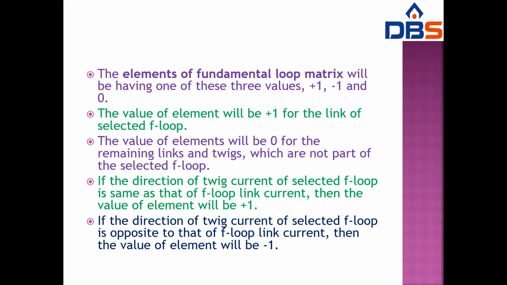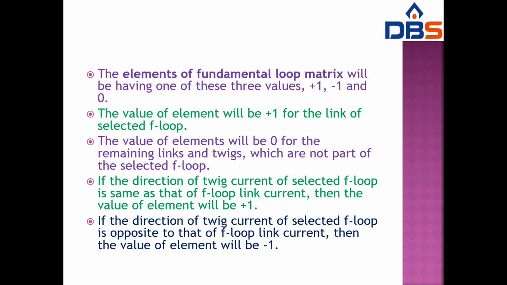So the value of the element will be plus 1 for the link of the selected loop. The value of the elements will be 0 for the remaining links and twigs which are not part of the selected loop. If it is not part of that, then we take it as 0. If the direction of the twig current of the selected loop is the same as the loop link current, then the value of the element is taken as positive. If the direction of the twig current of the selected loop is opposite to the loop link current, then the value of the element will be negative.